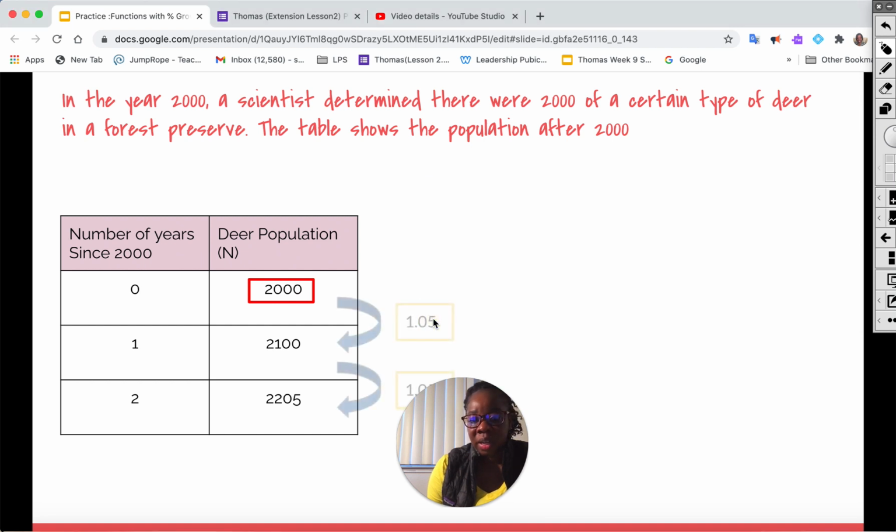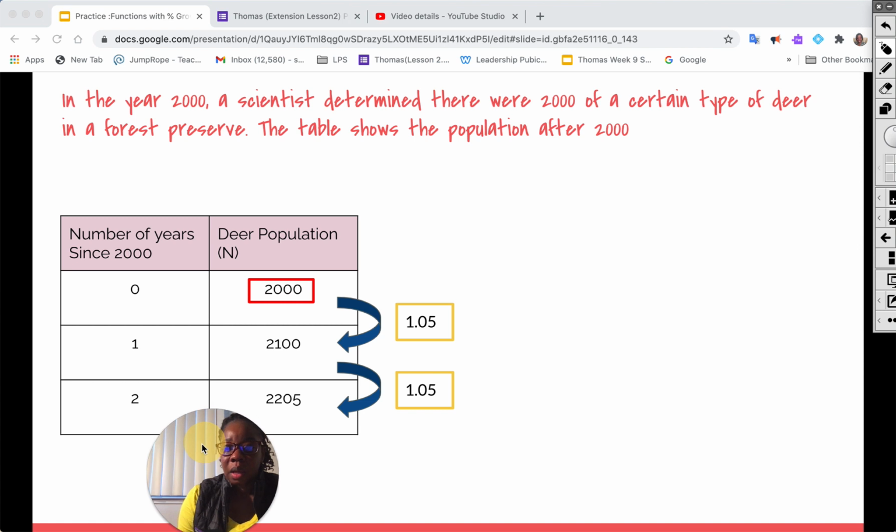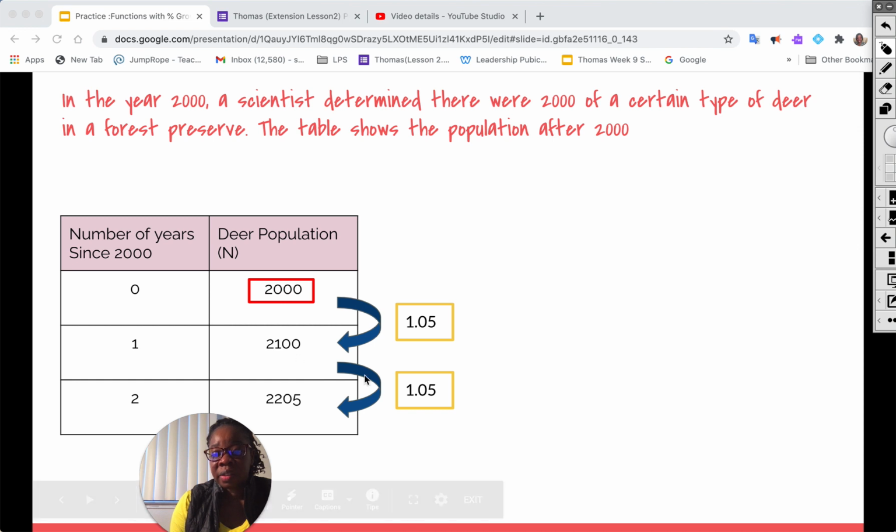So what we realize is as you go from 2000 to 2100, that's a 1.05 growth factor. The same is true for the other year, 2100 to 2205. That's also a growth factor of 1.05.